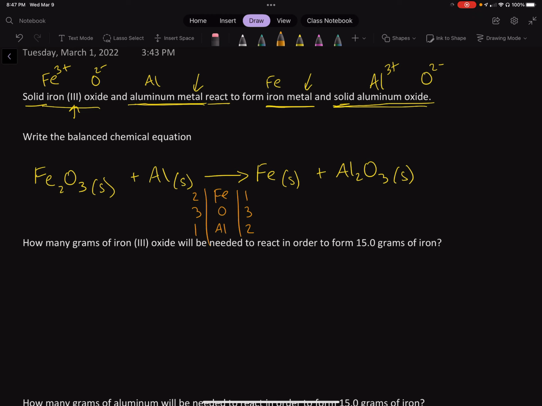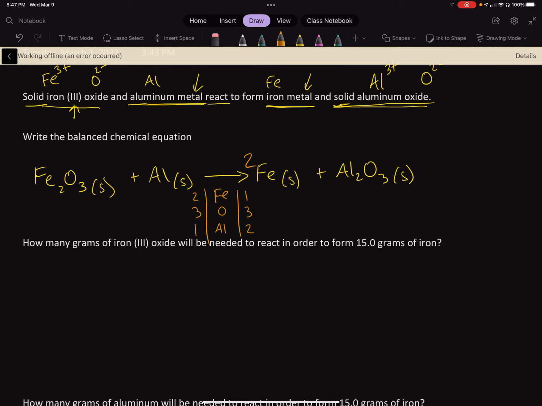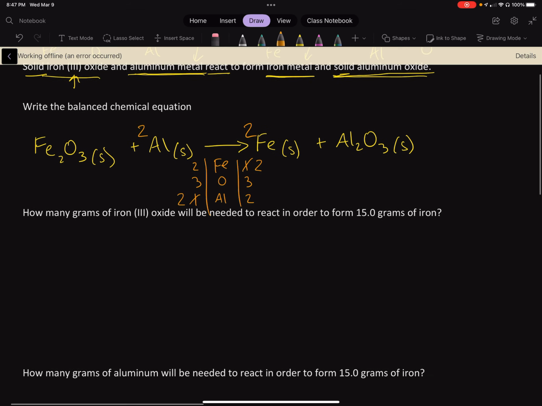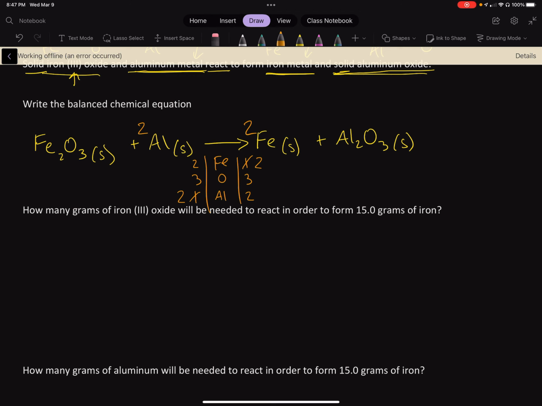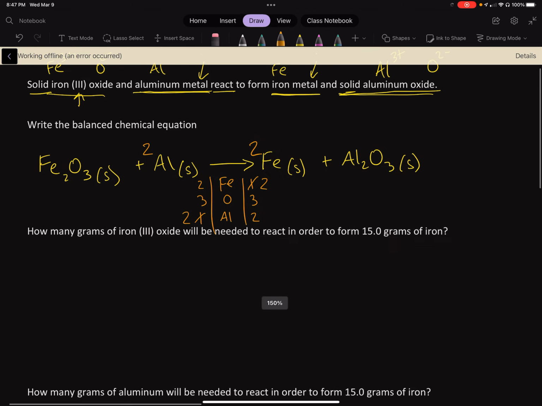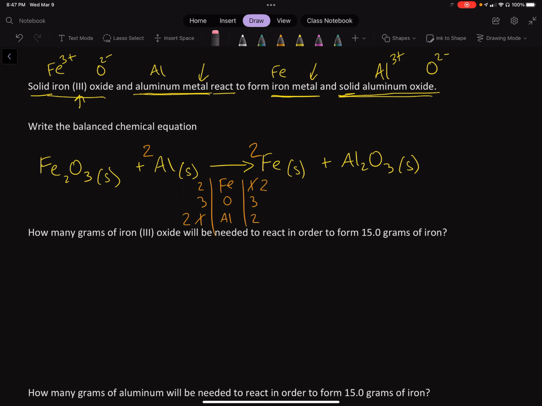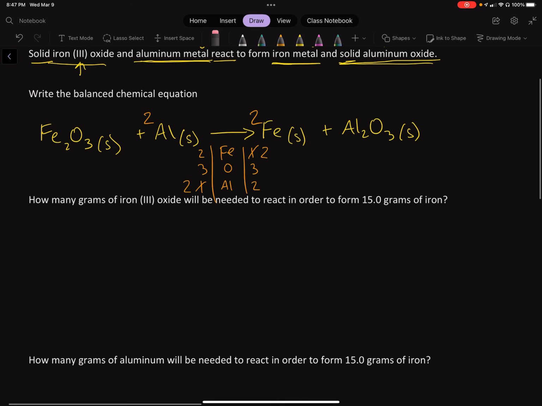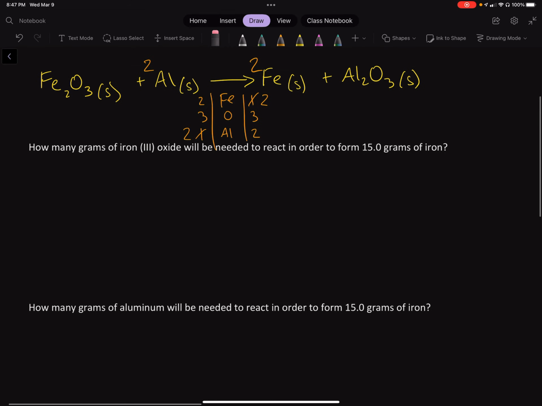So to balance this, one thing we could do for the iron is we could put a 2 right here. And for the aluminum, we could put a 2 over here. So that brings us to 2 there and 2 there, and now it's balanced. All right, and again, you need the balanced chemical reaction to do stoichiometry, because in all of these examples that we're going to go through, we need to know what the mole to mole ratio is, so we can convert from moles of one substance to moles of another.